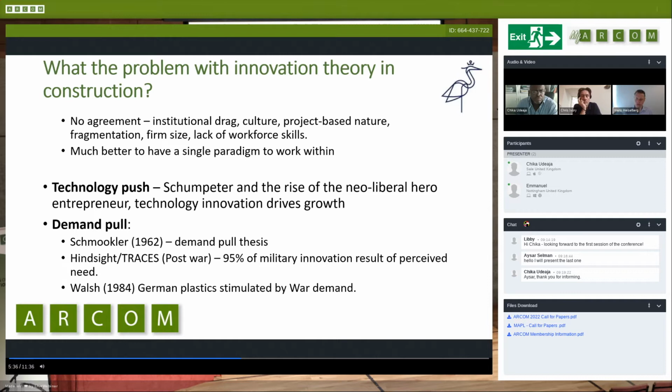And projects like Hindsight and Traces did that, interviewing or looking into hundreds of innovations. And what they found was 95% of them resulted directly from a perceived need. And there's plenty of other research which backs this up and suggests this as well. We've got a huge body of work by Walsh looking at the history of the German plastics industry, showing quite clearly that that was stimulated by demand created by the war, and also to some extent perceived demand that was going to be created by stated policy of the German government to become self-sufficient in plastics, etc.